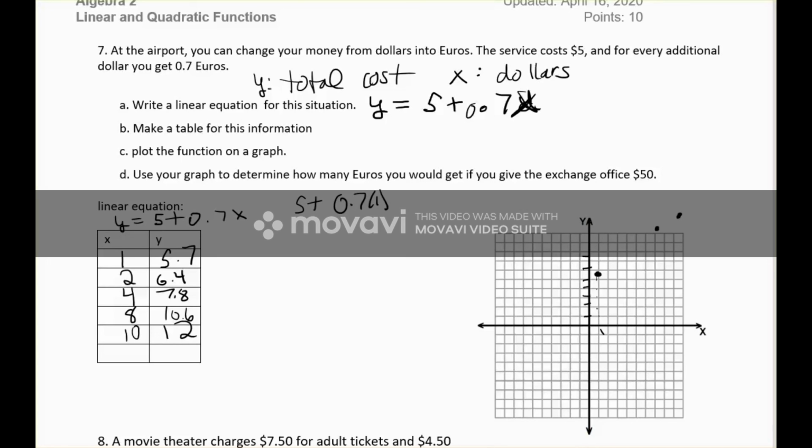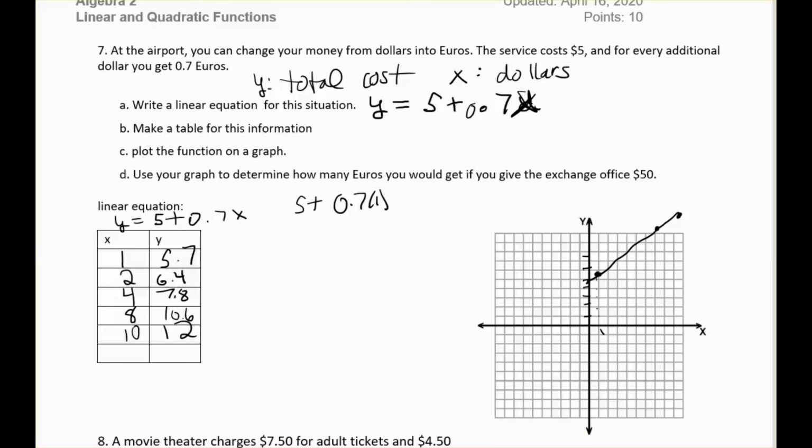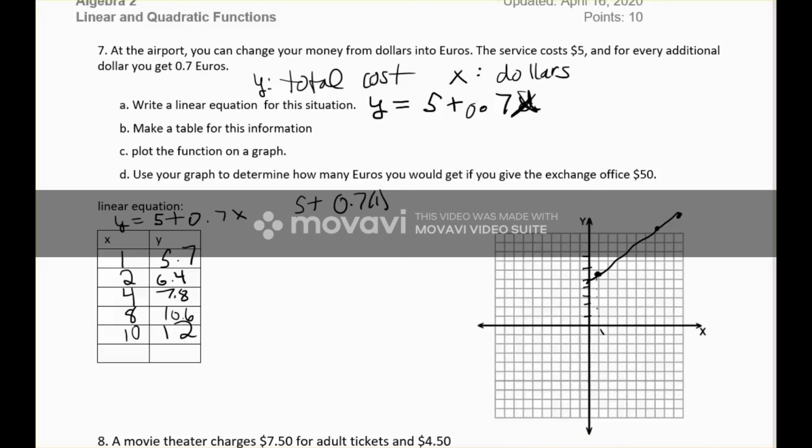Now in this graph, or this situation, it doesn't make sense to include the negatives because we are not going to have negative amounts of dollars that will be changing, and we won't have a total of negative. So I would only need the positives for this one, and it would continue in this direction.